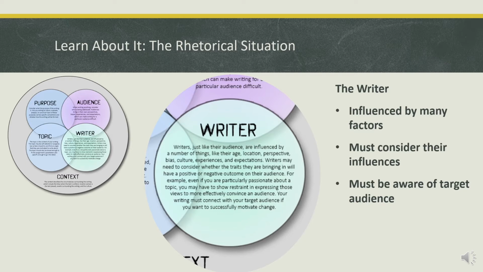Can you think of any other factors that might influence a writer? What about their gender or political beliefs? What about their religious practices? And of course, their education. And what about their interests? All of these factors can be considered positive or negative by an audience, thus making them very important for the writer to consider before crafting their speech.